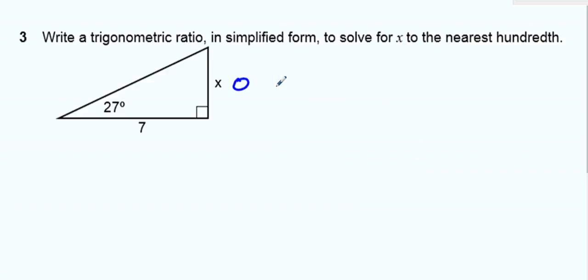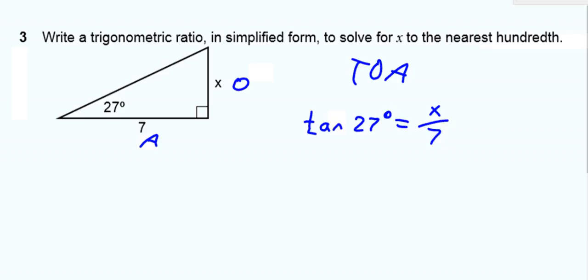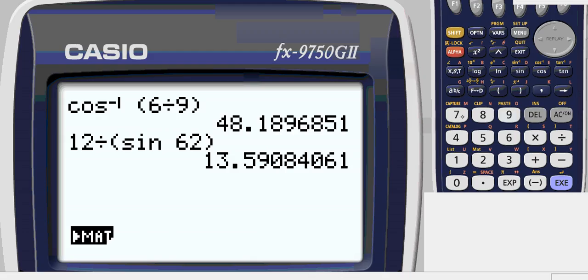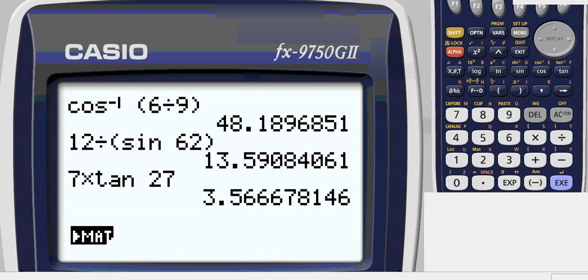Here's another one, opposite. This would be adjacent. TOA. So we write tangent 27 degrees equals opposite over adjacent. To get the x by itself, we have to multiply by the 7. So that's 7 times tangent 27. 7 times tan 27. We get 3.57 if we round it.